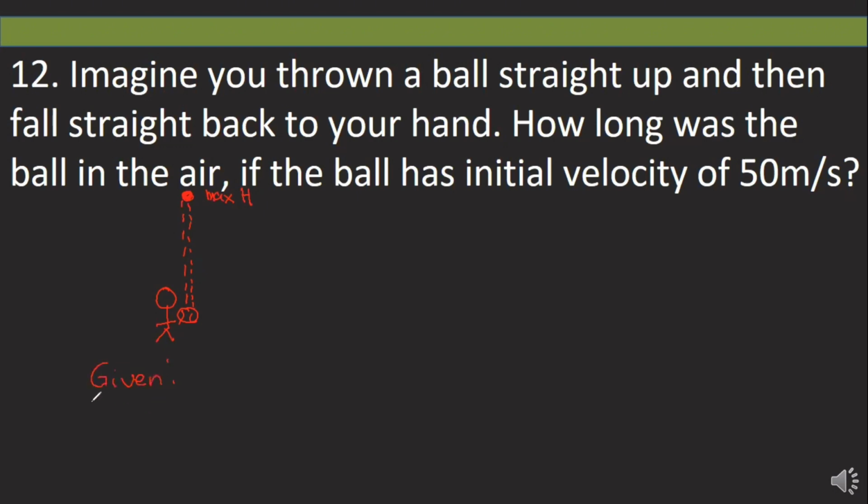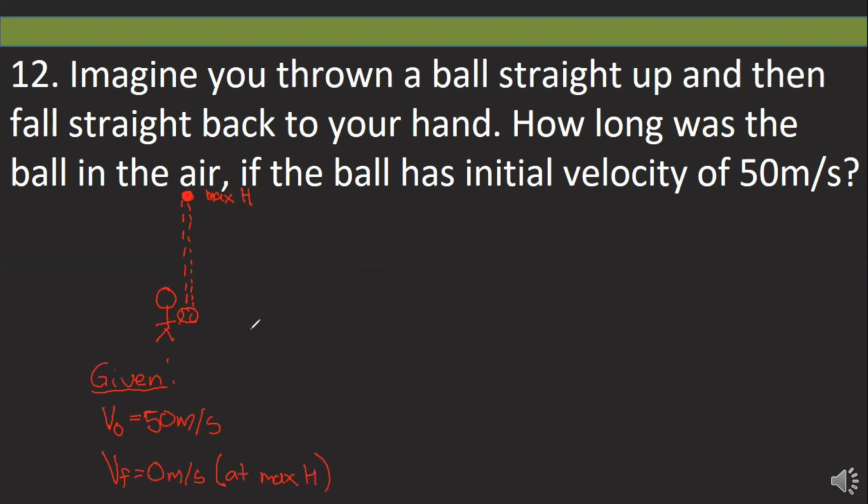The given here is the initial velocity. The initial velocity is 50 meters per second. Meaning to say, you throw the ball with an initial velocity of 50 meters per second. Now, what I want you to realize here is that when the ball reaches the maximum height, the final velocity at the maximum height is 0 meters per second. So we already have here the initial and the final velocity.